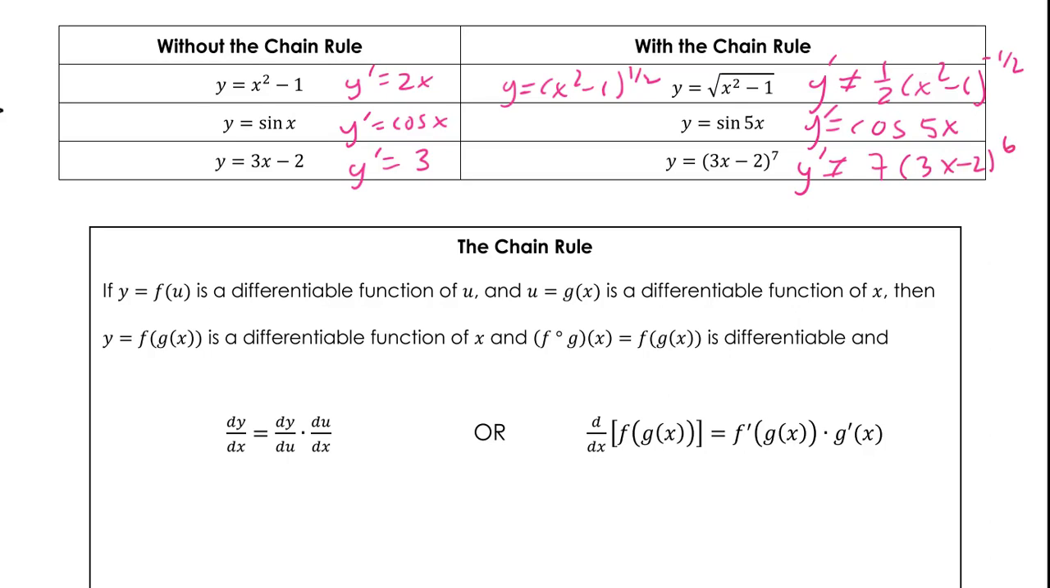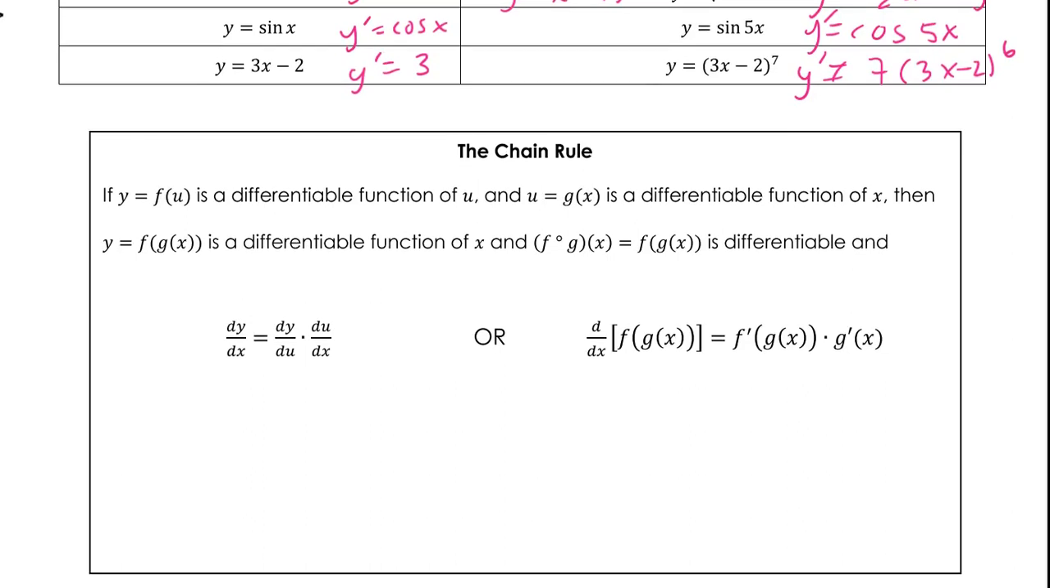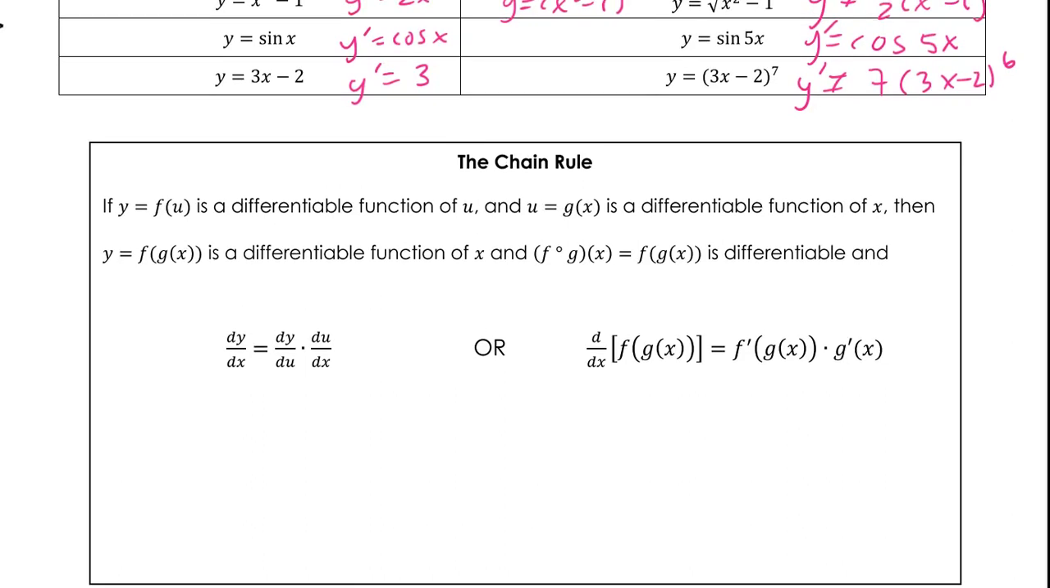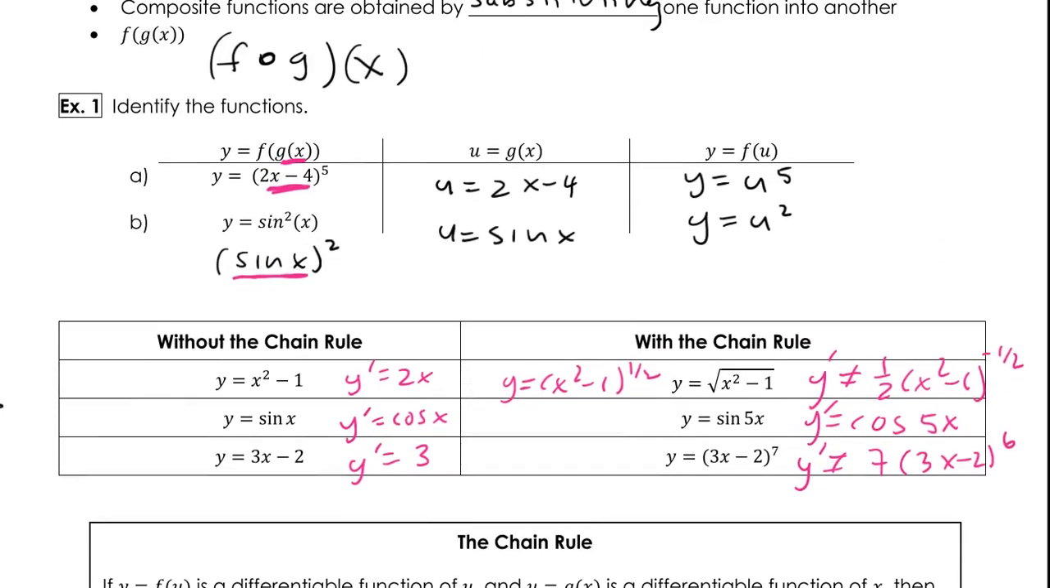So when you have something on the inside that is more than just an x, we got to use chain rule. Okay, so what is chain rule? What this says is if y equals f of u is a differentiable function of u. Okay, if we know that, look up above. Do you guys see right here how I'm referring to this as u?